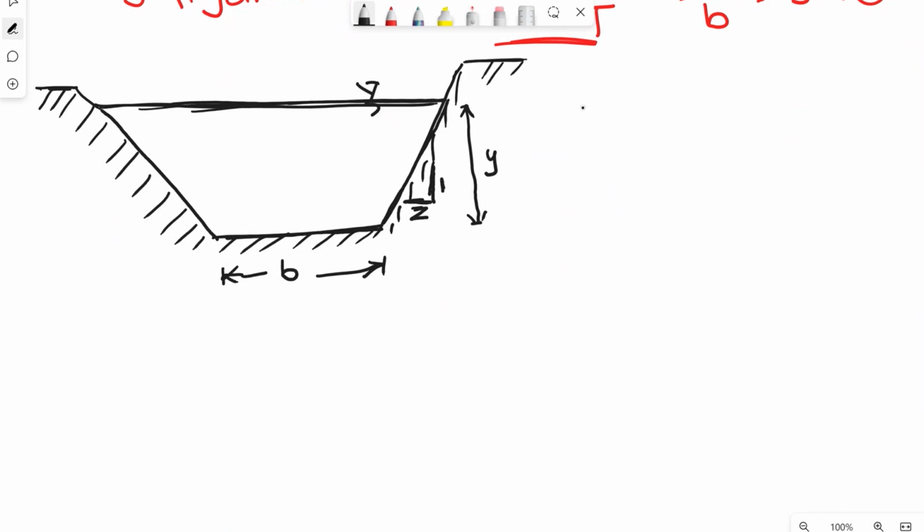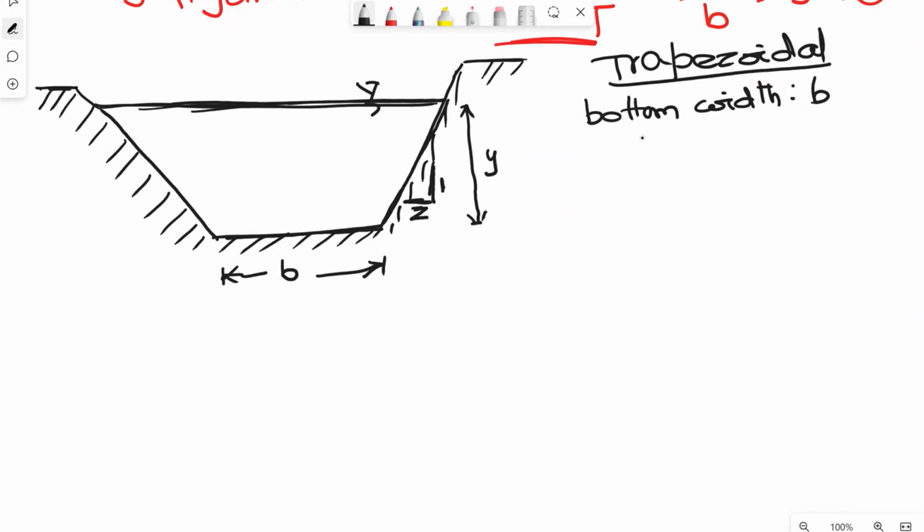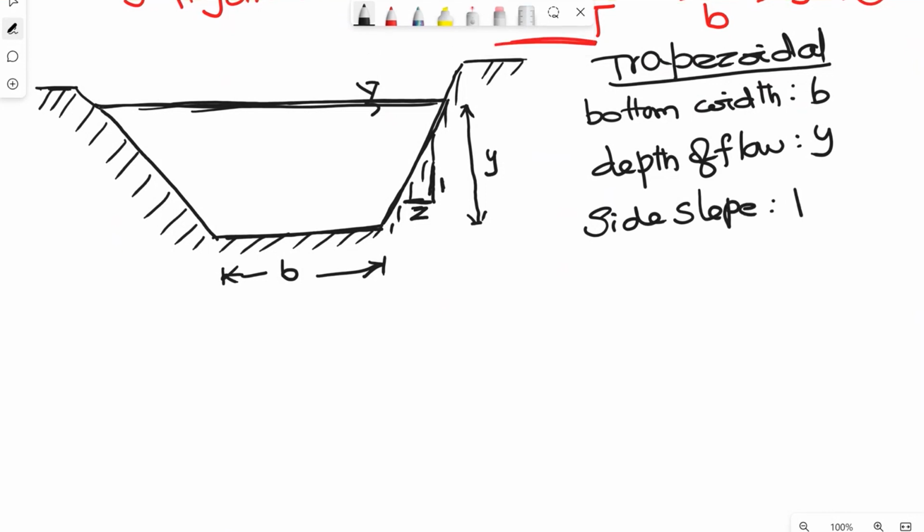Remember, the first thing is bottom width b. For trapezoidal, bottom width b, depth of flow y, and side slope one vertical to z horizontal. These are the three they should give. That you should remember. So now I will try to calculate, because I know what I have to calculate, as I told earlier.